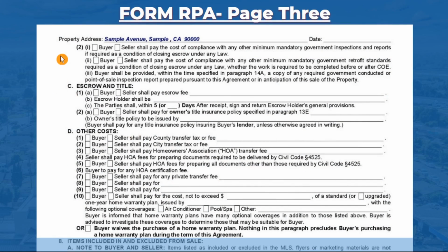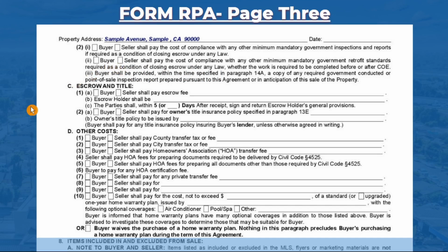Page 3 talks about the cost of compliance with other minimum mandatory government inspections and reports. And I normally suggest that the buyer request the seller to pay for those, and for any other minimum mandatory retrofit standards required as a condition of closing escrow under the law. I would suggest that the buyer request the seller pay for those as well.